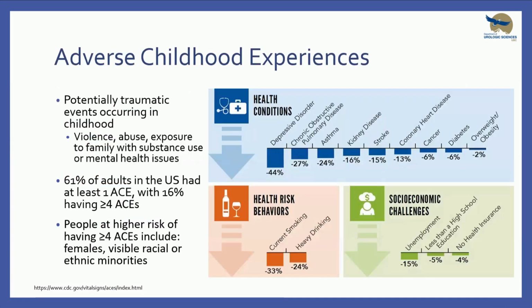Finally, I'd like to talk about adverse childhood experiences, which are also a social determinant of health. These are defined as potentially traumatic events occurring in childhood, like violence, abuse, exposure to family with substance use, or mental health issues. There is plenty of literature, especially in the pediatric, but also in the adult literature, showing how adverse childhood events are associated with many chronic health conditions later on in life, as seen here on the right-hand side, as well as with increased at-risk health behaviors, as well as further socioeconomic challenges in adulthood.